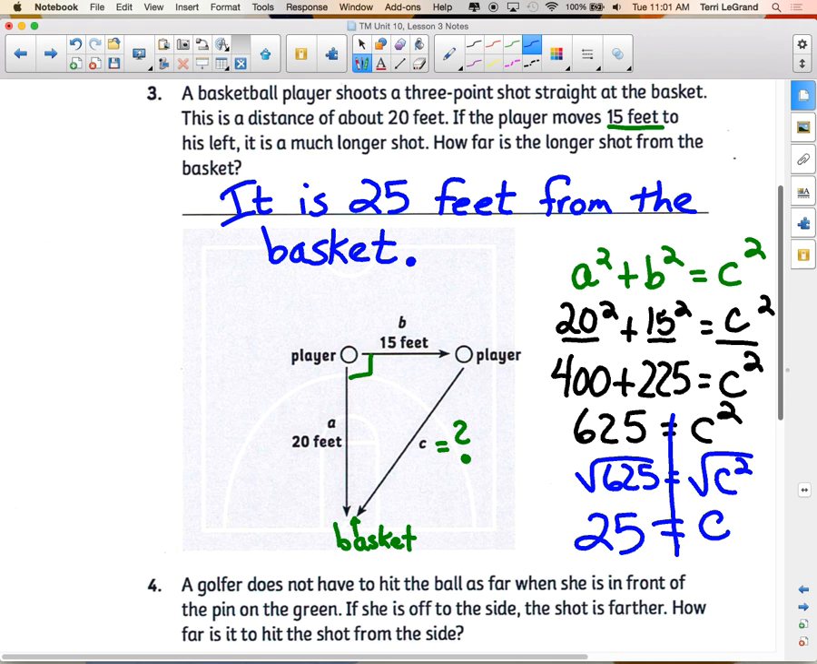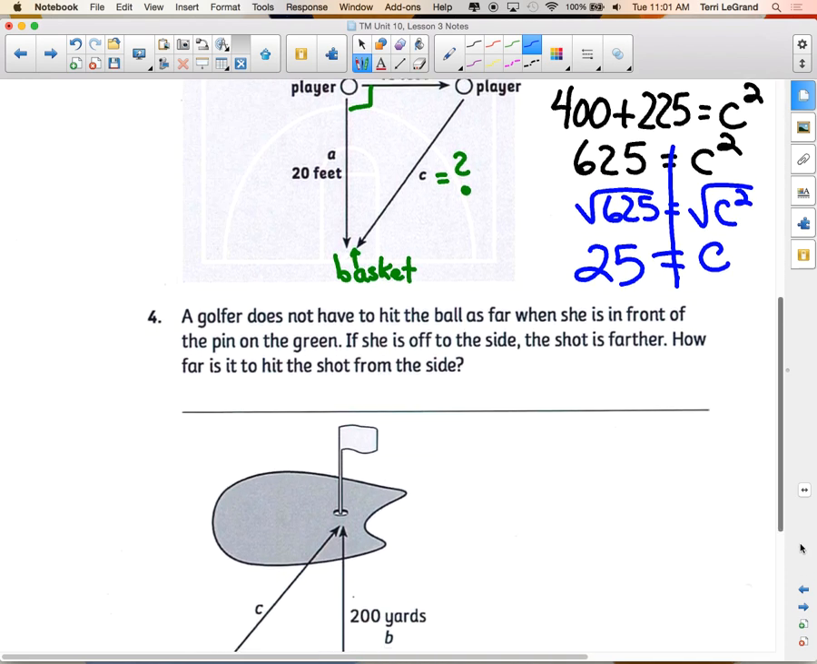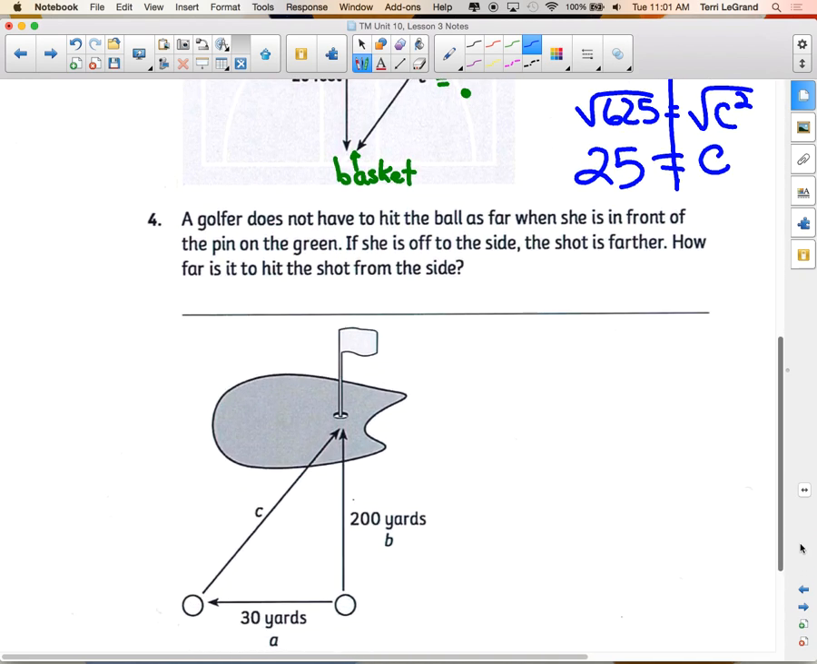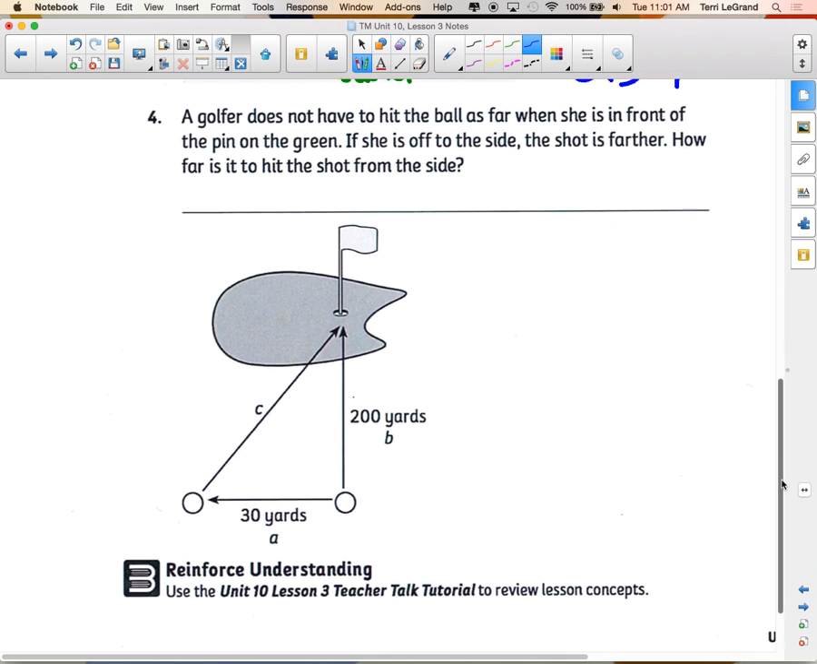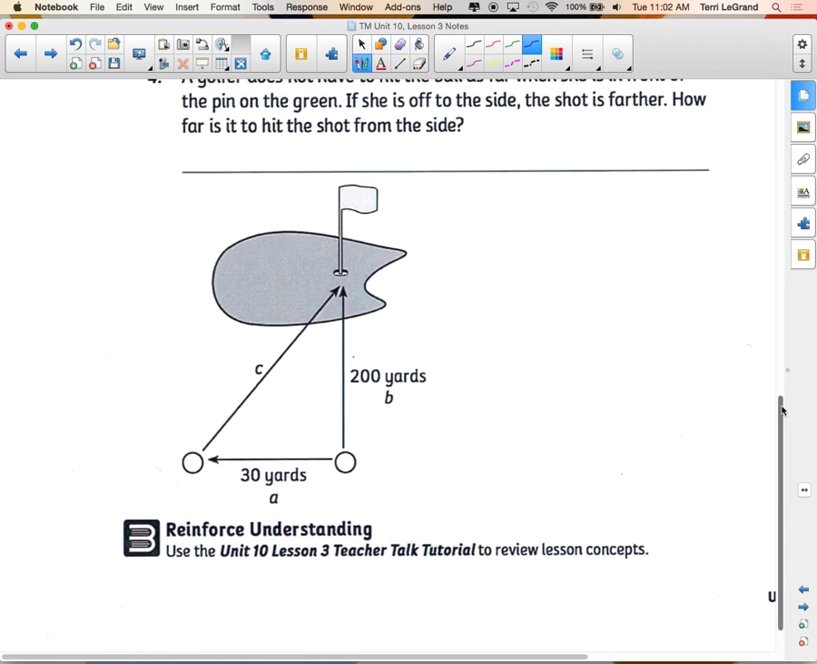Anybody got questions before we try our last one? Okay, then let's do one more. All right, with a golfer. A golfer does not have to hit the ball as far, but this time it's a her, when she is in front of the pin on the green. If she is off to the side, the shot is farther. How far is it to hit the shot from the side?